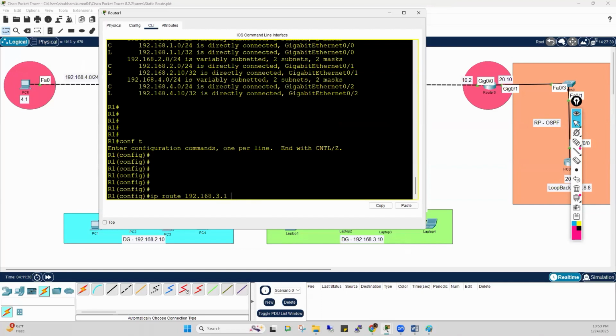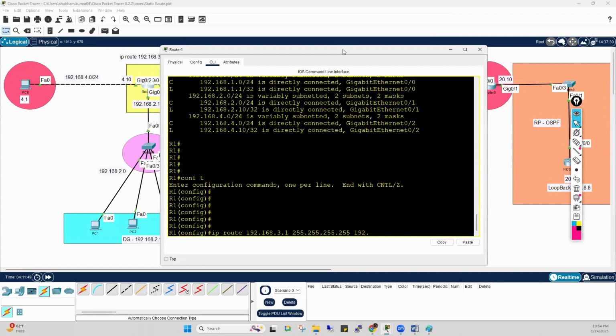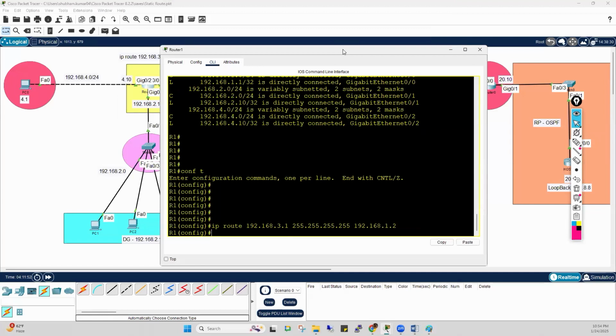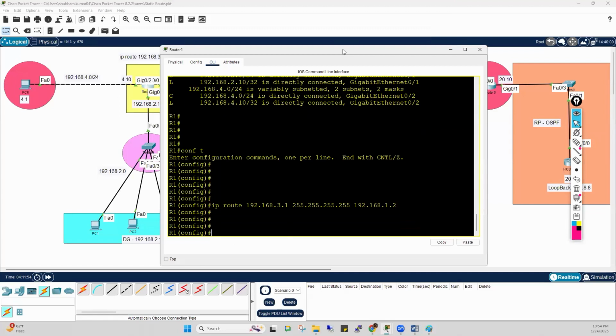After that you need to write the subnet mask. If you know subnetting, I already told you that for any particular host you need to write /32, not /24: 255.255.255.255. Then what is the next hop? The next hop will be 192.168.1.2. Clear, guys? Everyone, yes or no?